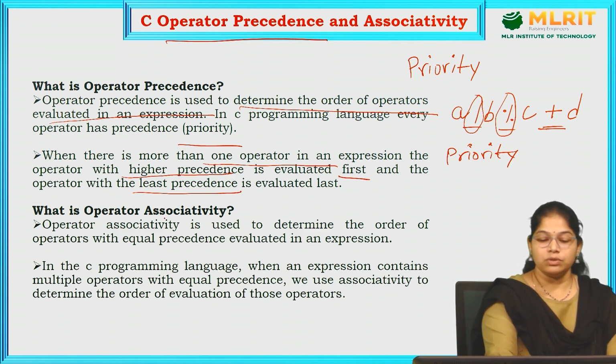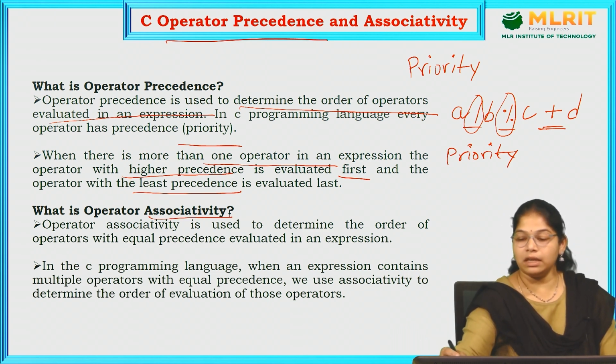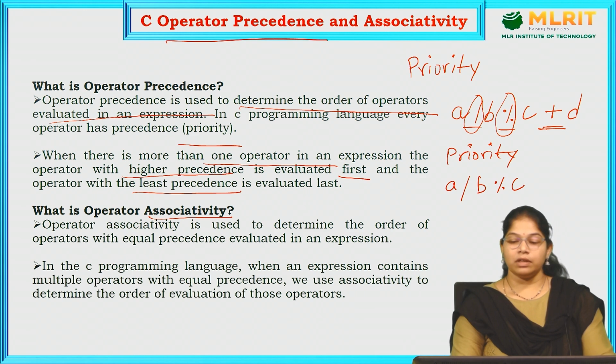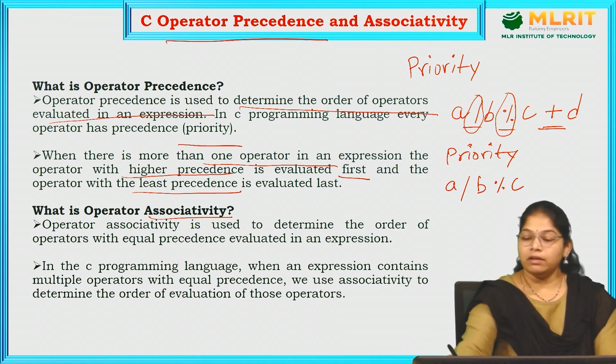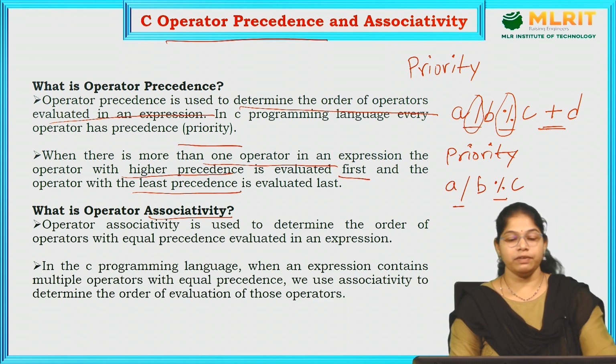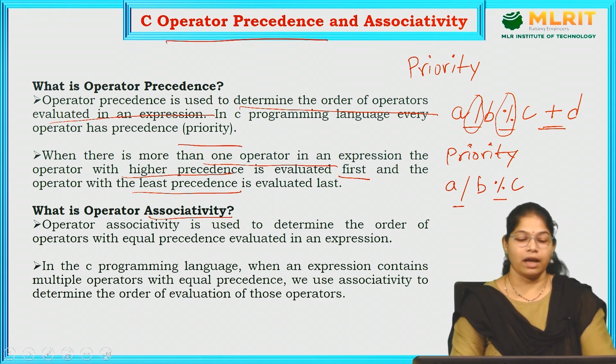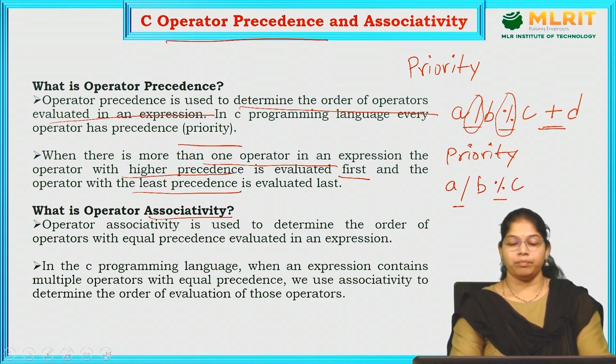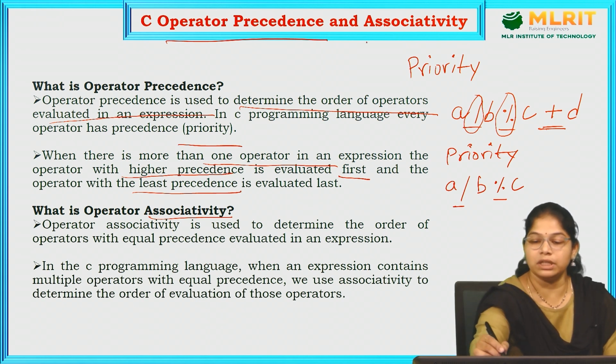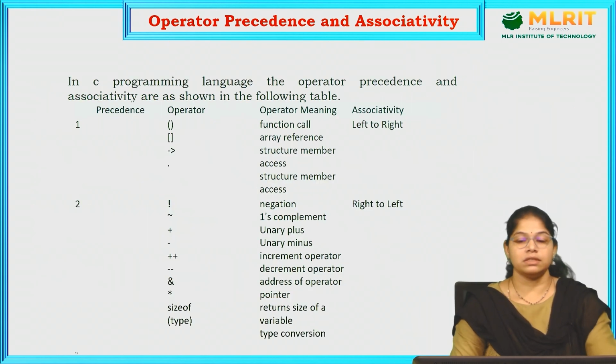Then what is associativity? Let us take the same expression, A / B % C. Here we have two operators, division and modulus, and these two operators have the same priority. If the operators have equal precedence, how do we evaluate the expression? In that case, we use associativity. This is the chart we have here.